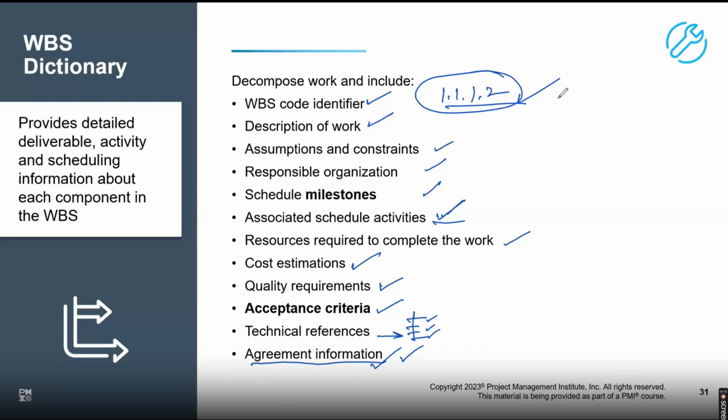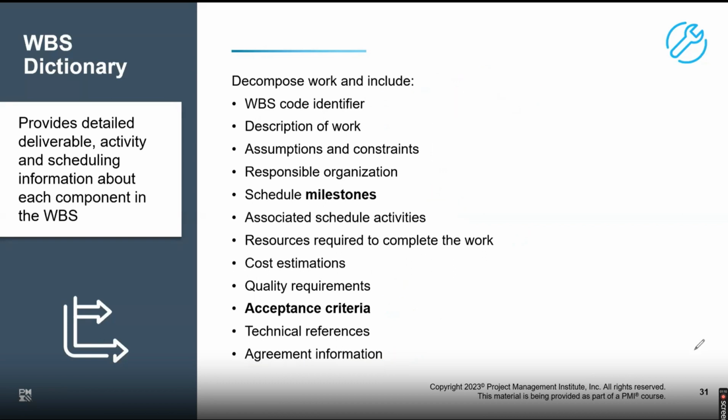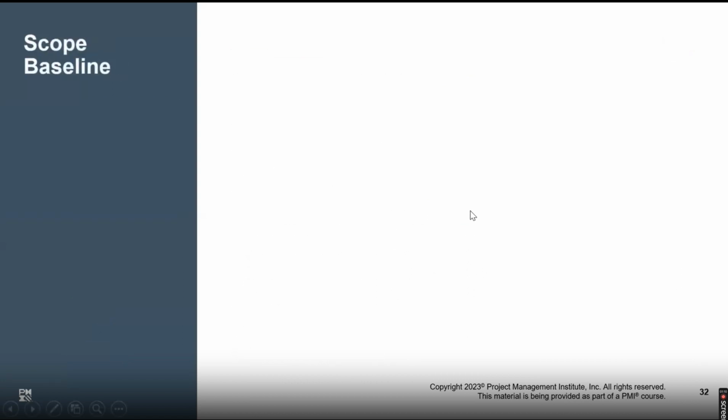So the WBS dictionary has every piece of information that I need about each and every deliverable. So that's what we need. Ideally, we can't write all those things in the WBS itself, so we need to have a separate document which gives all the required information. This dictionary is about giving you complete detail about that work.